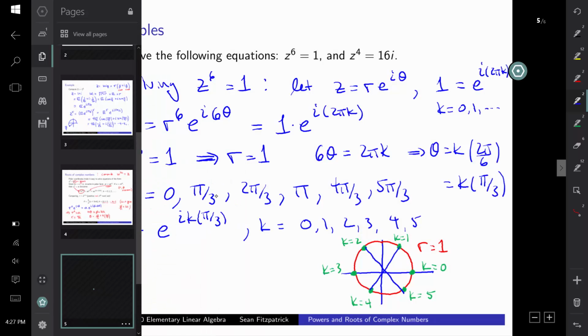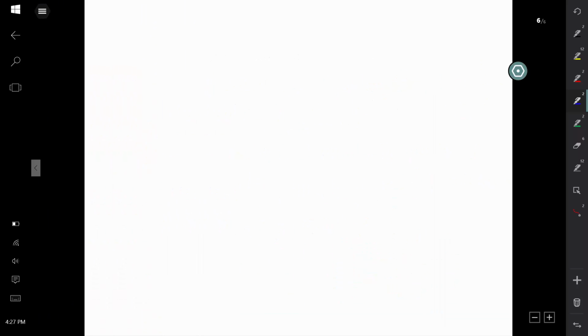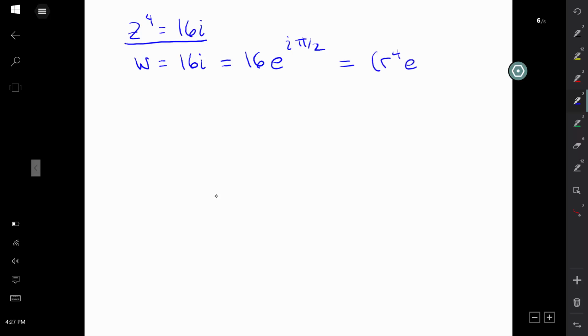There we go. And let's try z to the 4th equals 16i. So with z to the 4th equal to 16 times i, okay. So here my w is equal to 16 times i, and remember that i is e to the i pi over 2. So now I've got this into my polar form, and I want this to be equal to z to the 4th, so I want this to be equal to r to the 4th e to the i times 4 theta, right? Where z is equal to r e to the i theta.